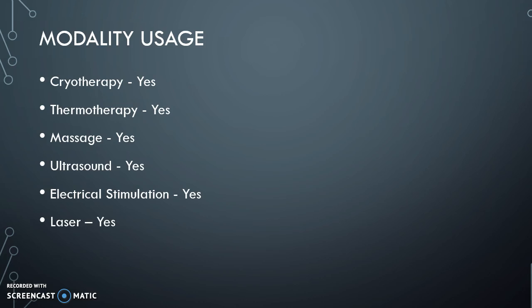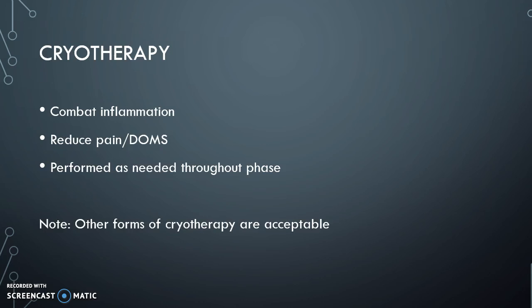Modality usage. We can use pretty much any modality in this phase, and here's why. For cryotherapy, we're going to combat that inflammation brought on by these exercises. Some of these exercises can induce pain and later on delayed onset muscle soreness. So cryotherapy would be really great. It can be used at the athlete's discretion. Whenever they feel pain or soreness, we can just apply an ice bag.